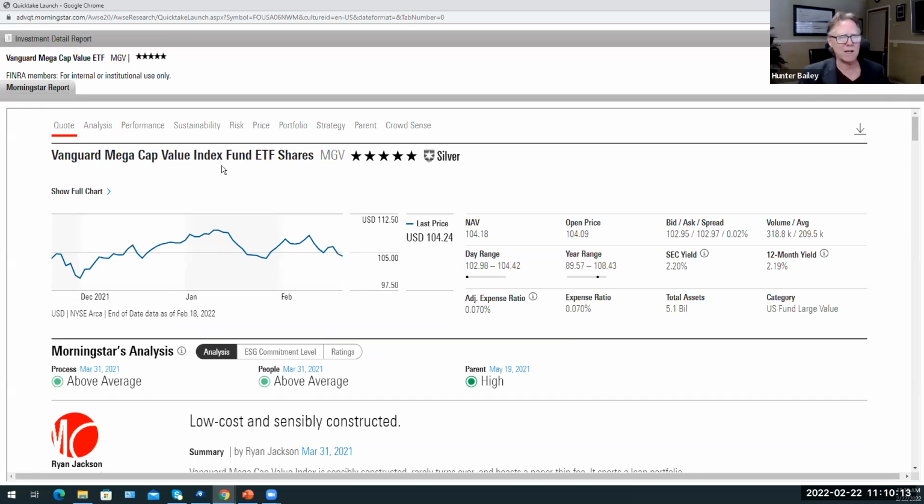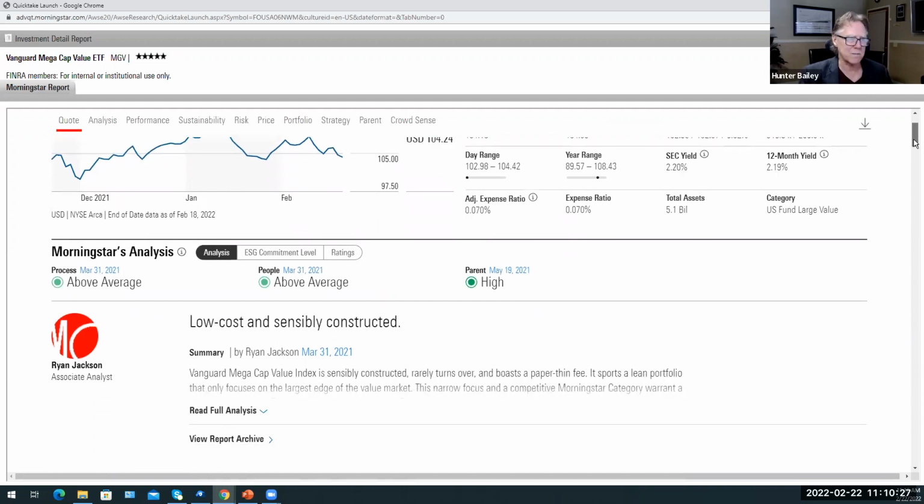So if they crash in value, it's not Vanguard's fault. But their expense ratio is 0.07. They have a decent yield. That's a fund one could buy and just let it go and let it reinvest. But it is value, mega value, meaning huge companies.